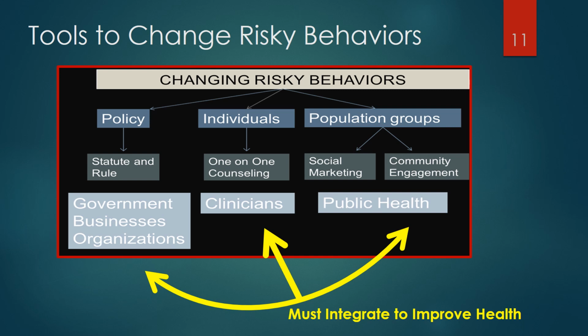There is significant overlap of policymaker, clinician, and public health approaches to addressing risky behaviors, though each of these groups prioritizes their group's main mission focus. We need to use all these tools in a coordinated, integrated way to change risky behaviors in our populations.